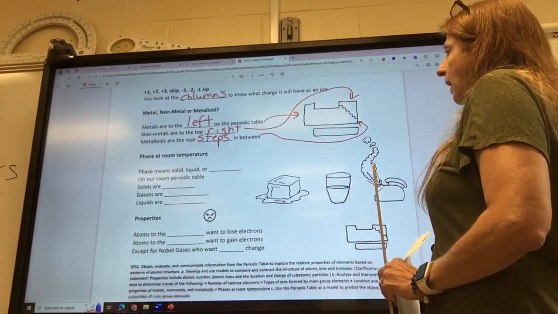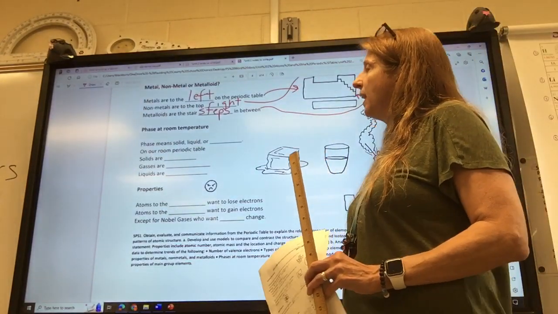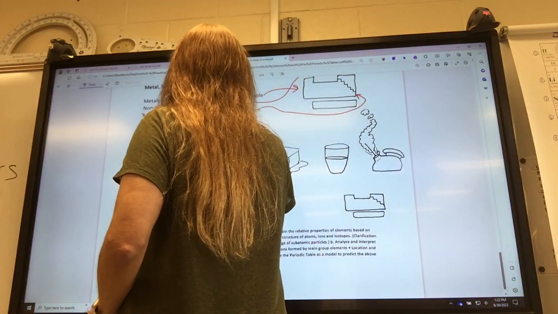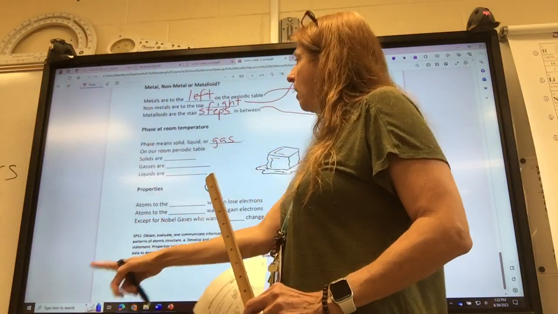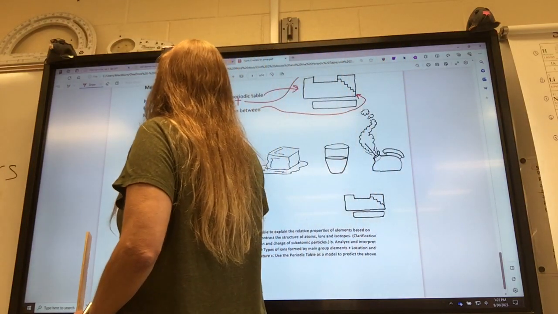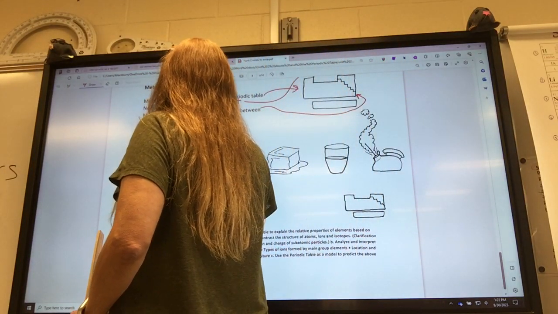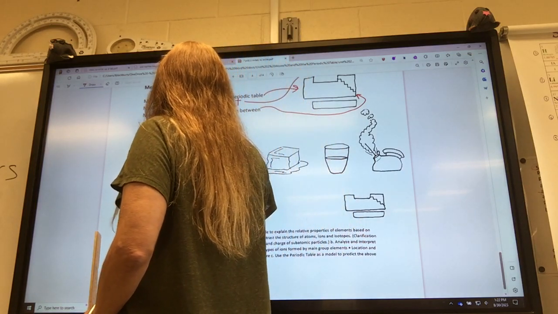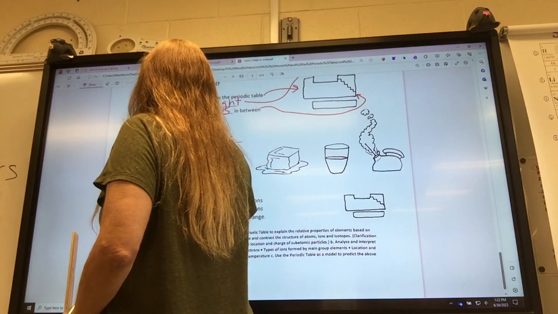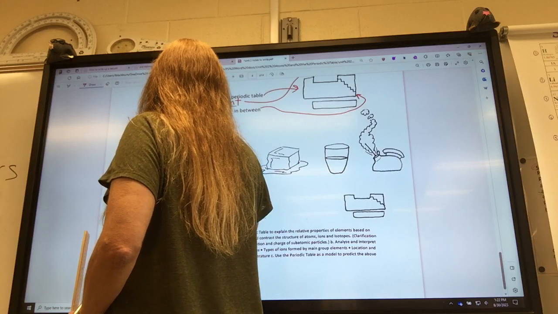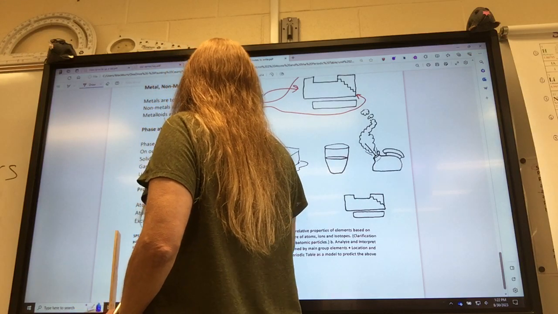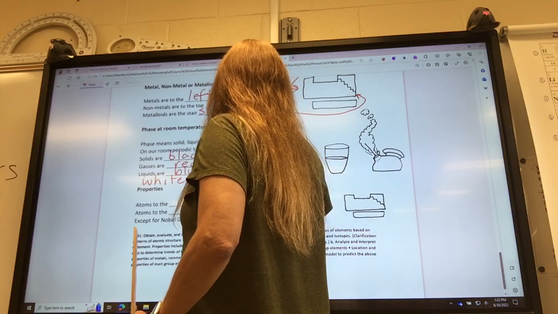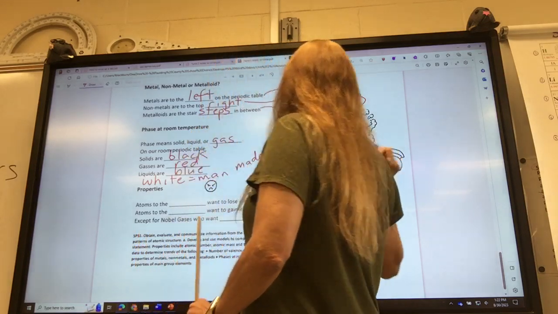Okay, next idea. Phases at room temperature. The phase means solid, liquid, or gas. So for our periodic table over there, the solids are black. The gases are red. And the liquids are blue. Now the white ones are man-made. So they're kind of fake. And a lot of them don't stick around long enough for you to know what phase they are. Okay, so there's our solids, liquids, and gases.